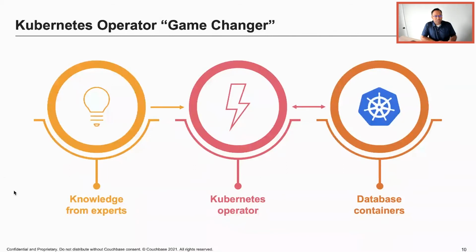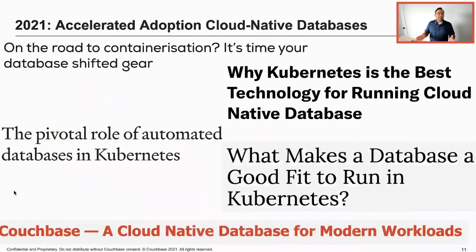Fast forward to 2021, the containerization of database is going mainstream. You see articles now calling out why Kubernetes is the best technology for running cloud-native database, the pivotal role of automated database in Kubernetes, and what makes a database a good fit to run in Kubernetes. There are many of those articles, and they point out how the database marries very well with Kubernetes. And so this new term of cloud-native database comes into the picture.